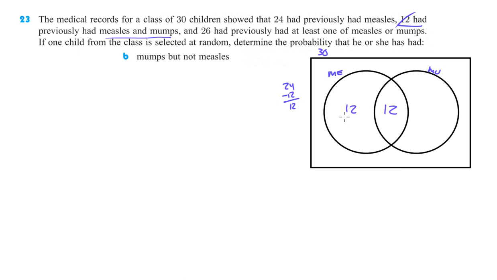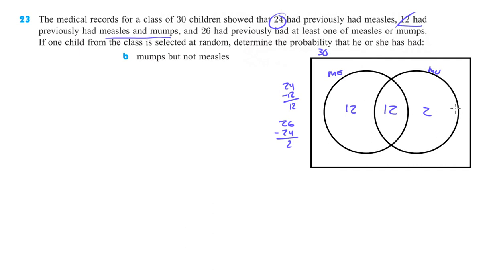And then it says 26 previously had at least one of these. So we know that this plus this plus this is going to have to equal 26. So we have 26 total. We know that these 2 together, because we already had this, 24 previously had measles. There's 24 total in there. 26 minus the 24 gives us that there are 2 that had just the mumps.